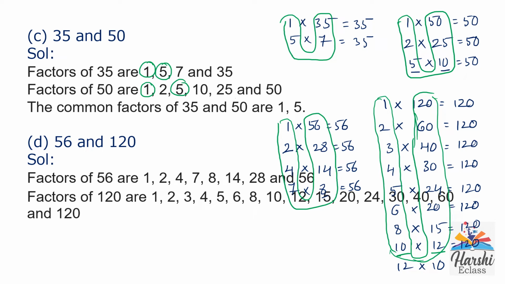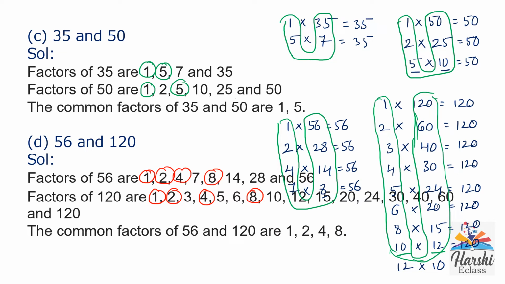Let's find the common factors of 56 and 120. Common factors are 1, 2, 4, and after that 8 is there in both the factors. The common factors of 56 and 120 are 1, 2, 4 and 8.